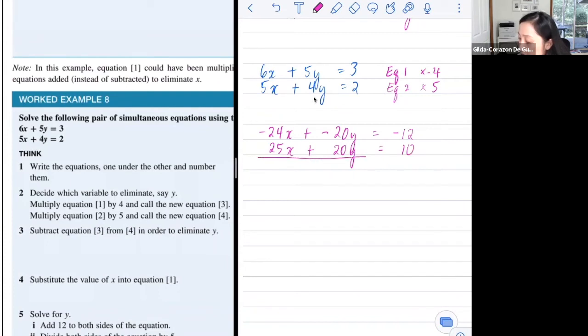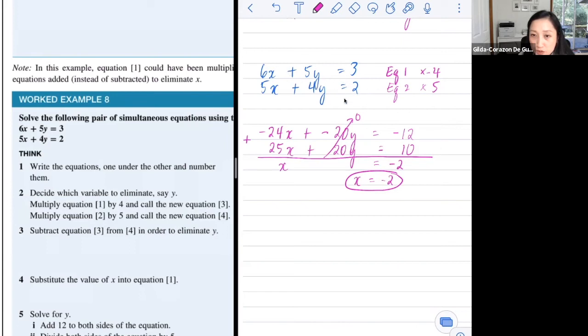Okay, now I can add these equations. If I add the first terms, I have negative 24x plus 25x, which makes it perfect because I'm left with just one x, right? And this cancels out, and the last term becomes negative 12 plus 10, which gives me negative 2. And therefore, if I rewrite so they're side by side, then I can have x equals negative 2, right? Now from here, we've got equation 3, equation 4 here.